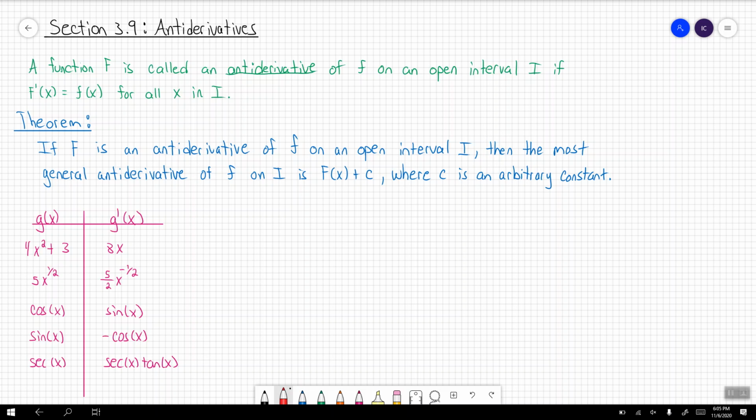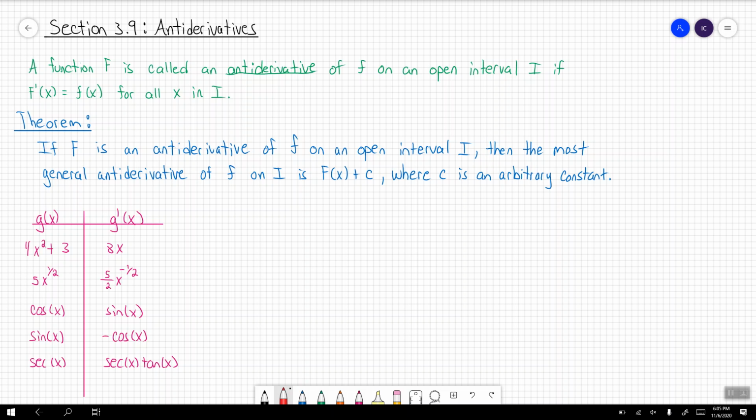Hi everyone, welcome back. In this section today we're going to be looking at antiderivatives. And when we're looking at antiderivatives, what we're doing is we are undoing the process that we did in order for us to take a derivative. And on the screen here you have a definition and a theorem.